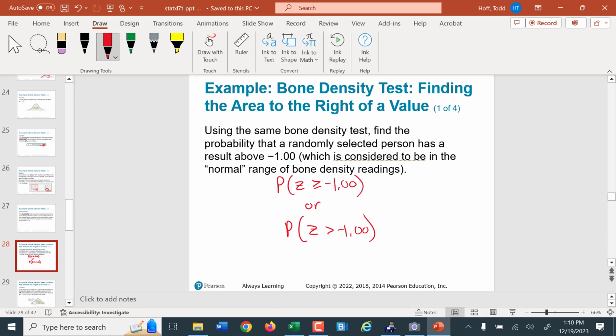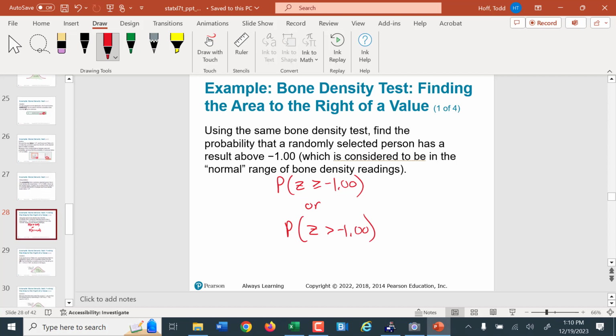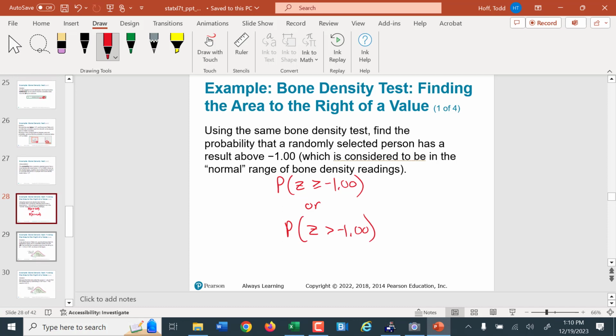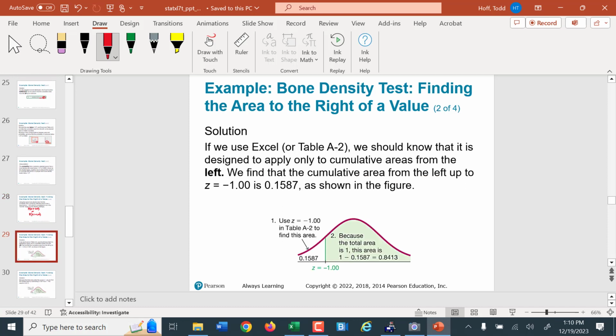We're using Z in there because we are testing Z scores. Once we get to the generalized formula, it's going to be X that would go in there rather than a Z. So if I want the probability of being greater than -1.00, that would be right here on the bell curve. What the table or Excel is going to give us is this area to the left.